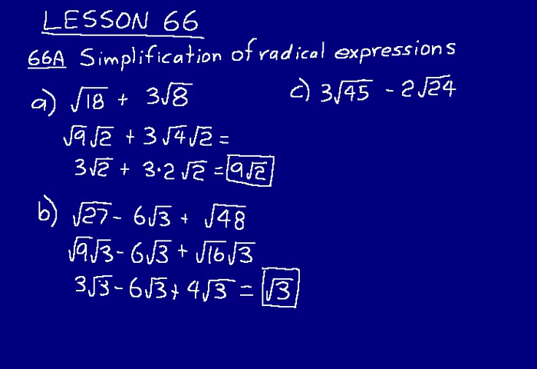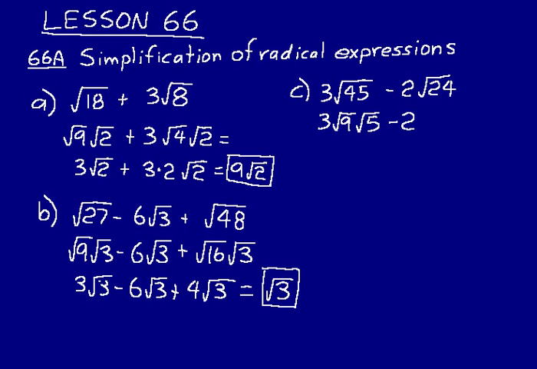Let's do another one. Look at practice problem C. 3 times the square root of 45 minus 2 times the square root of 24. Well, let's just go ahead and simplify within the radical sign first. Look at that 45. Think of a factor that you know the square root of. Well, that would be a 9, right? Because 9 times 5 is 45. So we'll say 3 times the square root of 9 times the square root of 5.